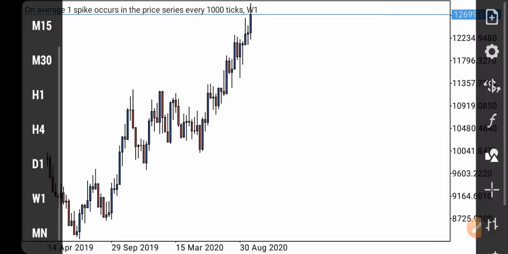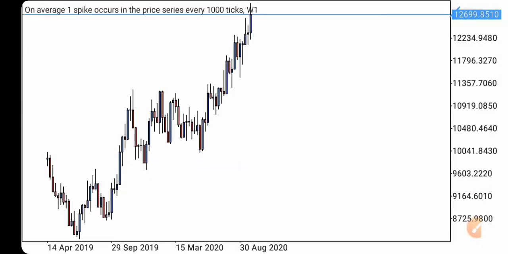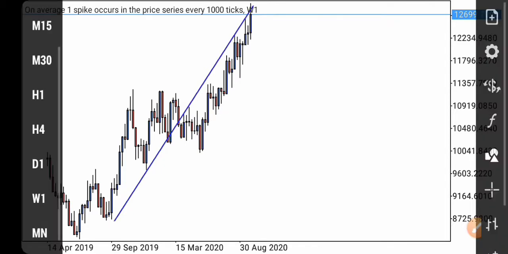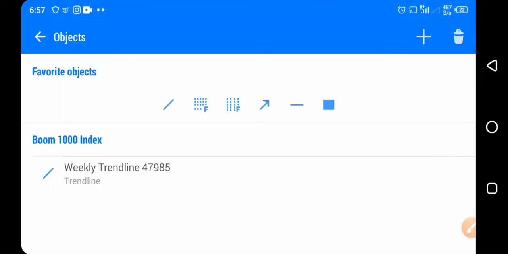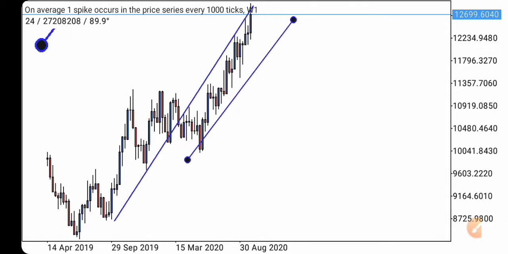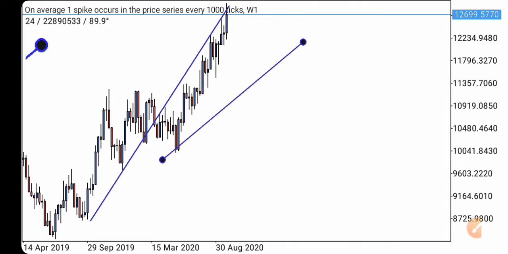So the first thing we do, we bring this tool. We know the market direction. So the first thing you do when you open a chart, you try to know the market's direction, where the market is going. You can see it's an uptrend.